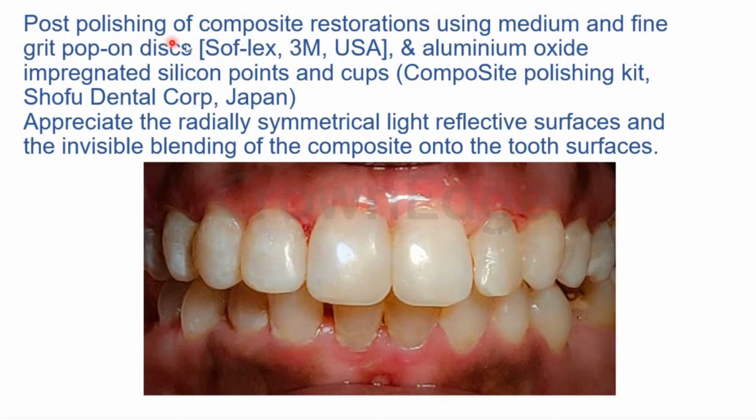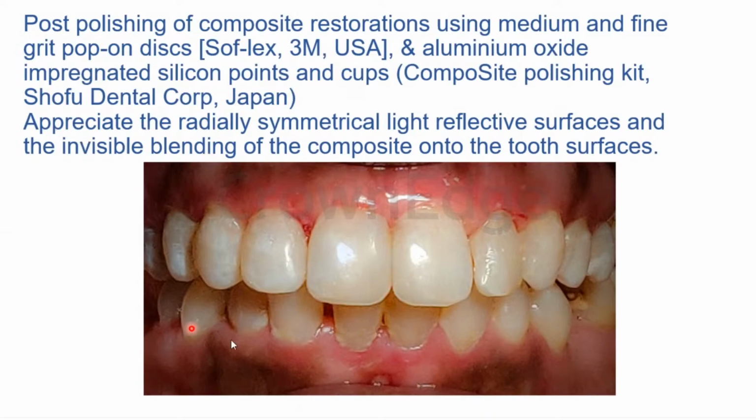So we did the post polishing of the restorations using the medium and fine grit 3M discs, followed by aluminum oxide impregnated silicon points and cups. So you have these polishing kits, especially by Shofu. They are brilliant. You can use those aluminum oxide polishing particles that have been impregnated into these silicon points that get abraded, doesn't damage any tooth structure. It just gets abraded, self-limiting points and cups.